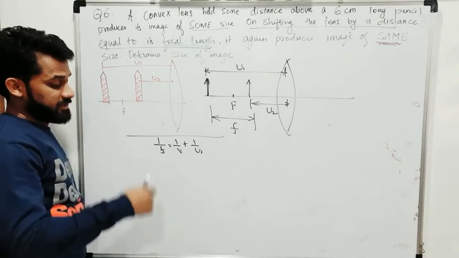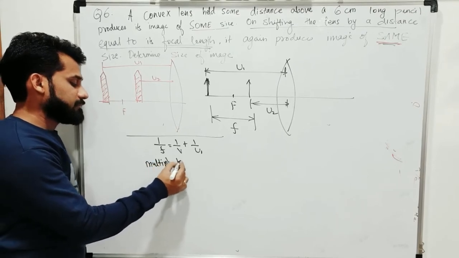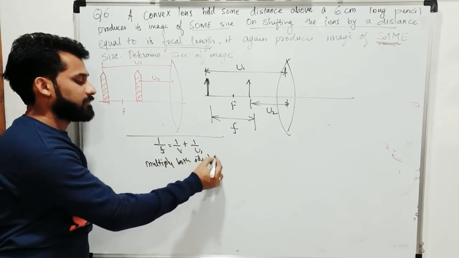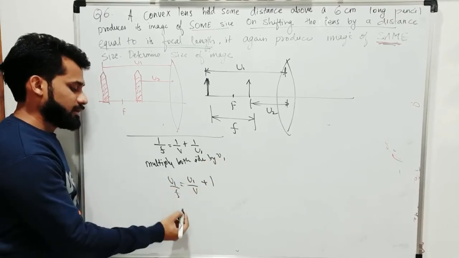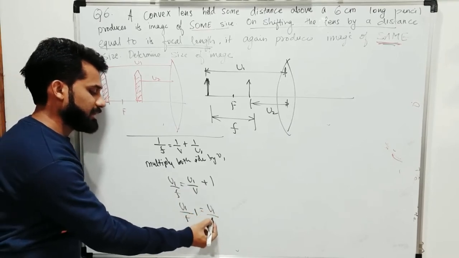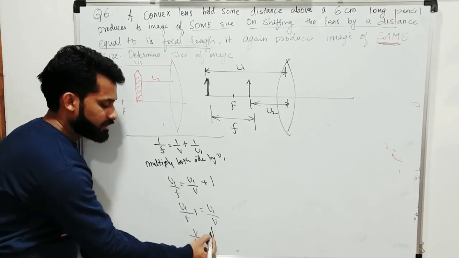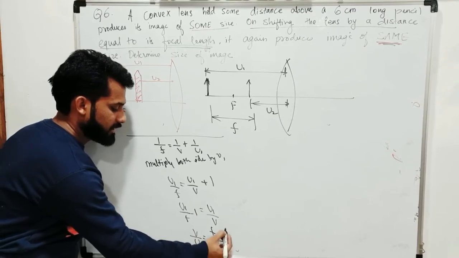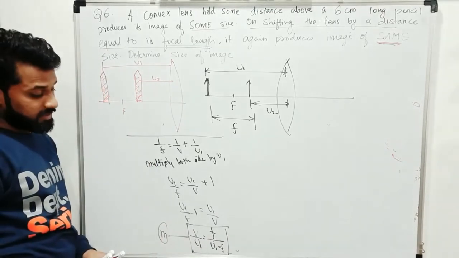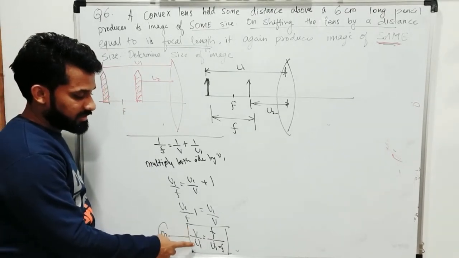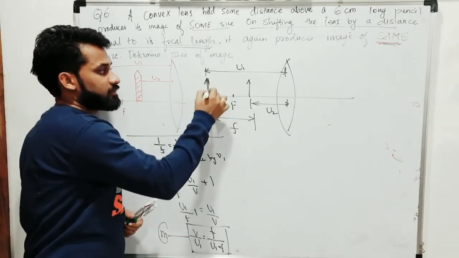And to find magnification, I'll multiply both sides by u1. So it will become u1 by v plus 1 is u1 by f. So u1 by f minus 1 is u1 by v. And if I take reciprocals, v by u1 will be, cross multiplying this, you get f upon u1 minus f. This is what we get, the magnification in the first case. Magnification M, linear magnification, that is the size of image upon size of object, is distance of image upon distance of object. This is in the first case, when the object was over here.